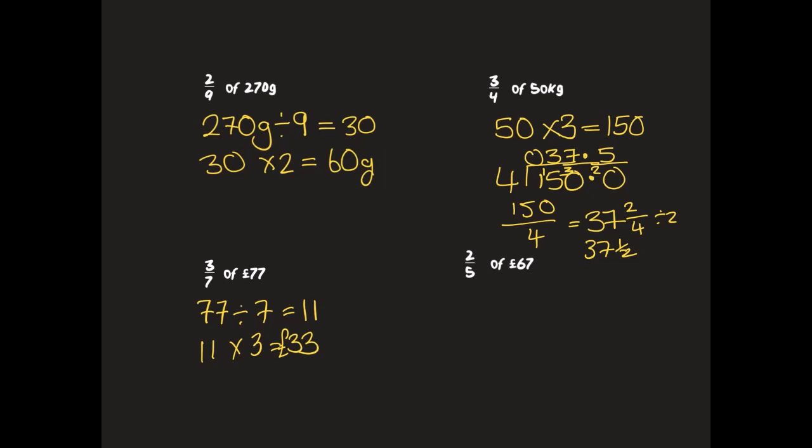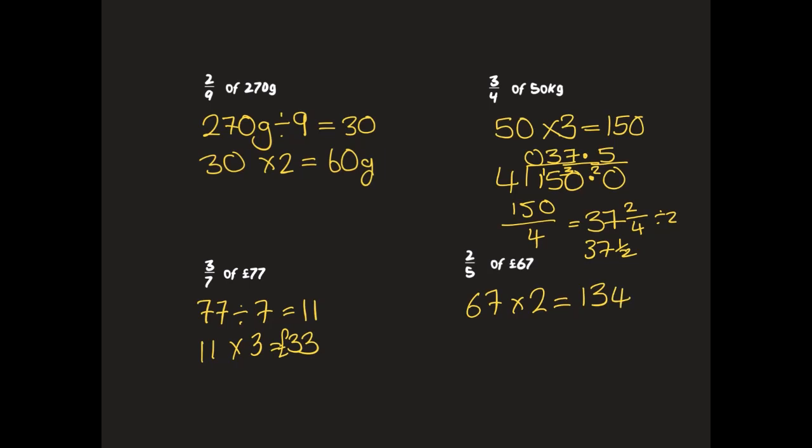Okay, on the next one then, 67 does not divide by 5. So I'm going to leave that bit to the end. I'm going to times by the top first. So 67 times 2. 2 60s is 120. 2 7s is 14. So that would be 134.